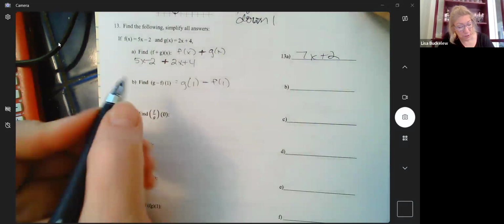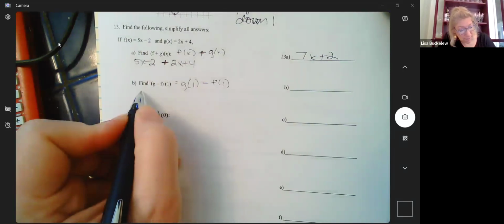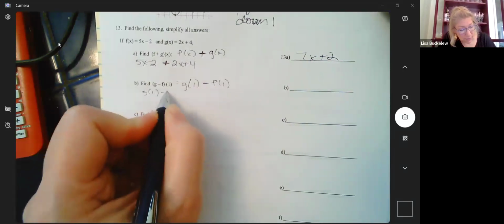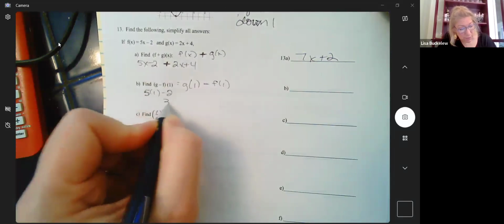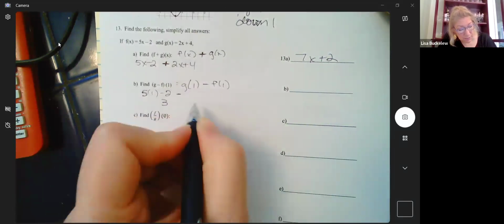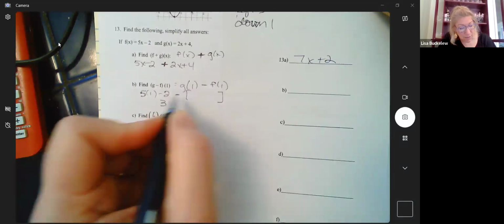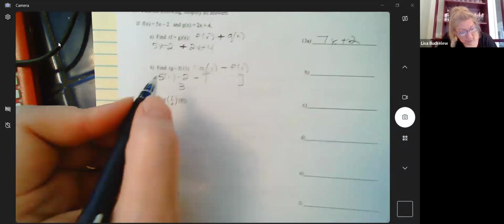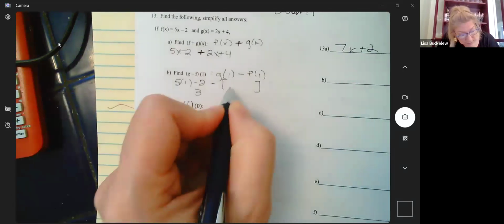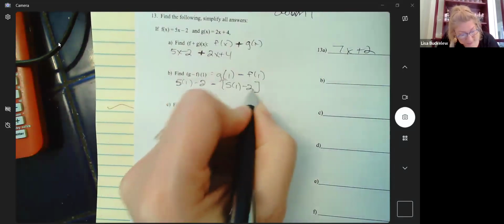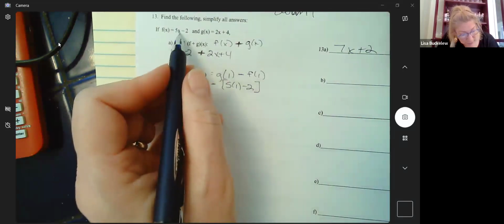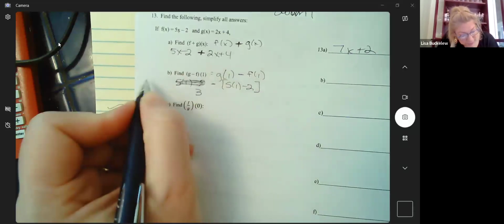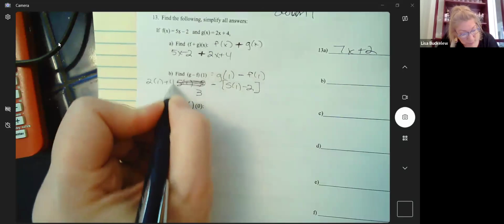Now I'm just going to actually do g of 1 separately. So g of 1 would be 5 times 1 minus 2. Would be 5 minus 2 would be 3. That says minus. Let me put parentheses here just to make sure. F of 1. Oh, wait, I messed it up, didn't I? Oh, wait, no, that's f of 1 right there. So 5 times 1 minus 2 is f of 1. I went the wrong way. F of 1 is there. G of 1 would be 2 times 1 plus 4. So here I should have written 2 times 1 plus 4, my mistake.